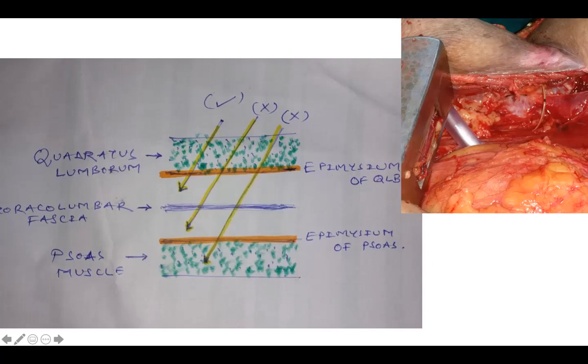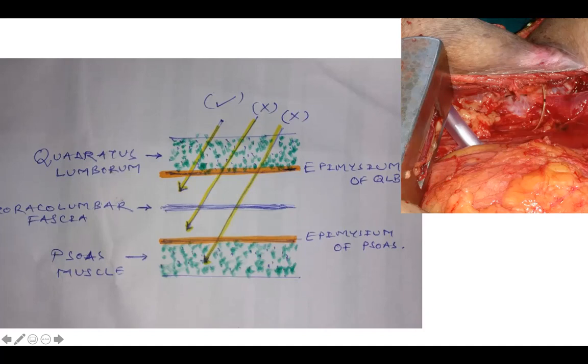So where exactly should we deposit the drug? So we have quadratus lumborum and we have psoas major muscle. In between is the thoracolumbar fascia. So the drug has to be deposited between the epimysium of quadratus lumborum and the thoracolumbar fascia. So position one is the correct one.